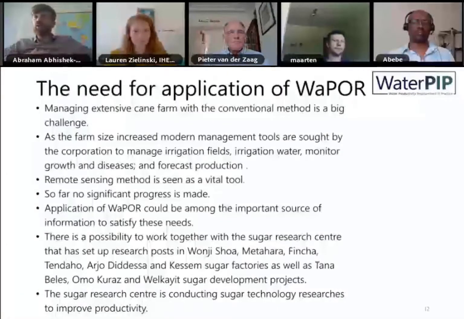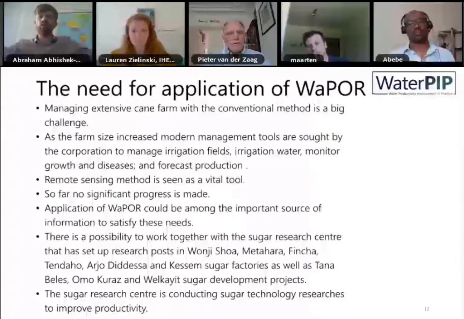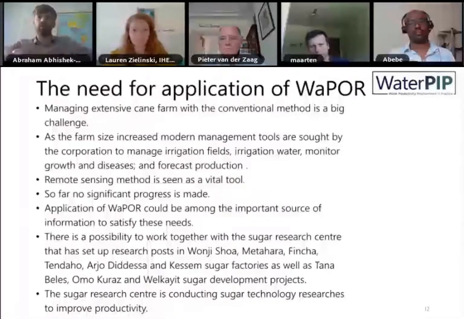And within Ethiopia, there's ample opportunity to actually collaborate with a lot of different partners. The partners mentioned here are Wonji Shoa, the sugar factory, and a list of other sugar producing industries such as Metahara, Fincha, etc. They would be very eager to look into the opportunity of looking at irrigation, water supply, the adequacy, the equity within a system. Actually, what was not mentioned by Abera, but Wonji Sugarcane Factory also hosts the National Research Center for Sugarcane Production.